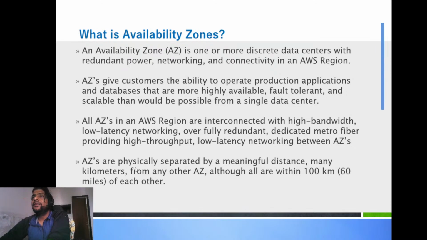An availability zone, or AZ, gives customers the ability to operate production applications and databases that are more highly available, fault tolerant, and scalable than would be possible from a single data center. All AZs in a region are interconnected with high bandwidth, low latency networking, over fully redundant dedicated metro fiber providing high throughput, low latency networking between the AZs. This is an important thing to understand.